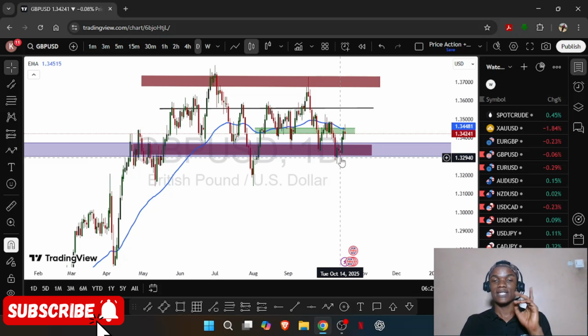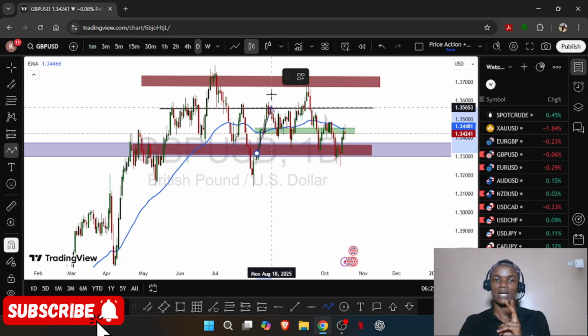That's the first one. The second reason is that we can see this head and shoulders pattern forming here. You can see the left head.